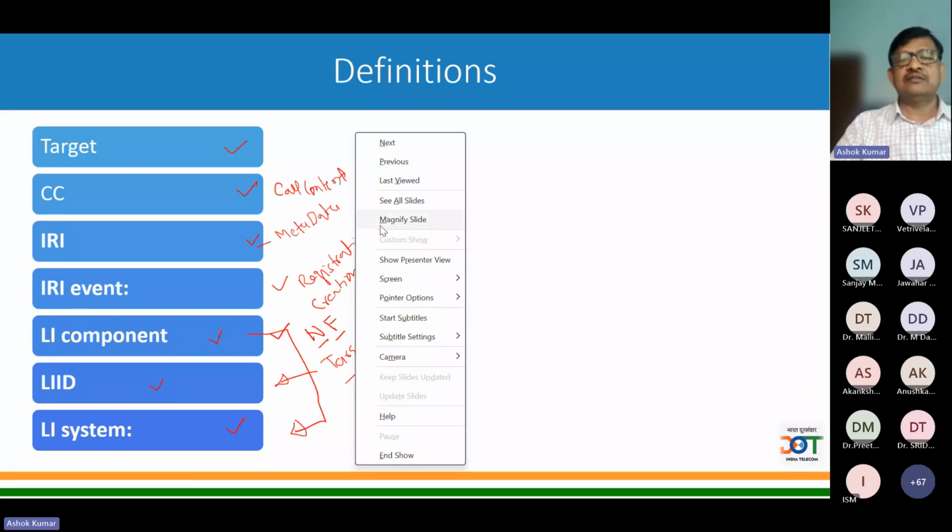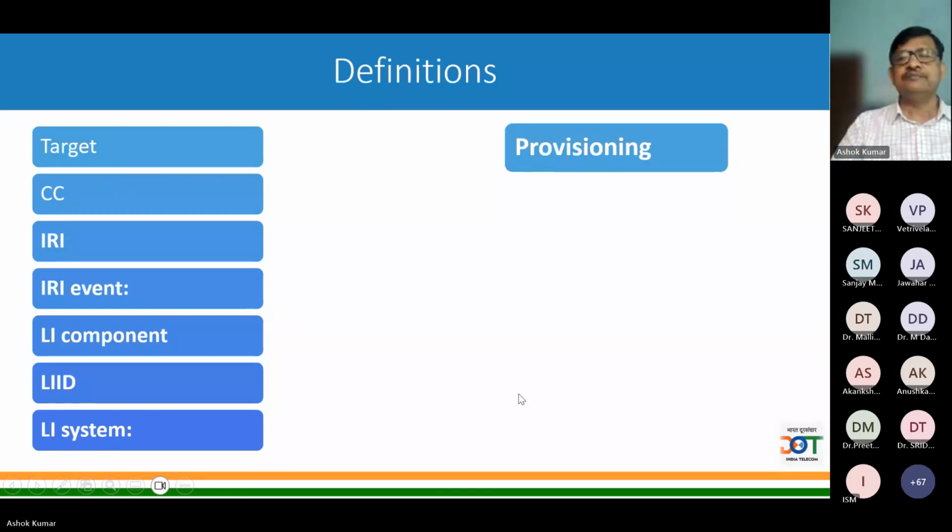There are some more definitions. The word used is provisioning. Whenever a target is to be configured into the 5G system for lawful interception, many network functions are to be configured. So the term used is provisioning. We provision different relevant network functions to start interception. That is called provisioning.